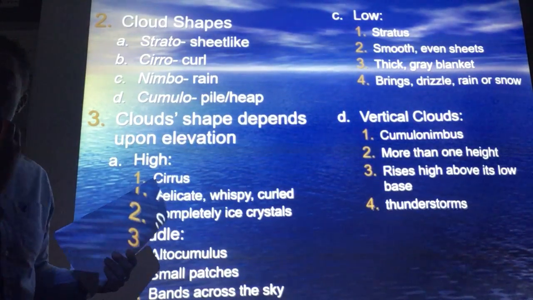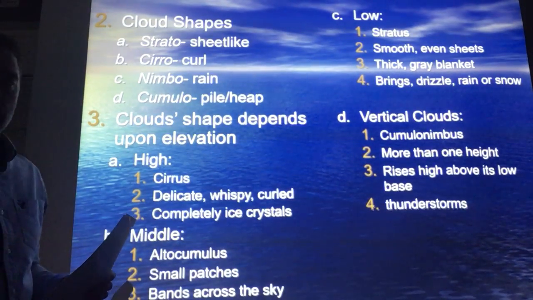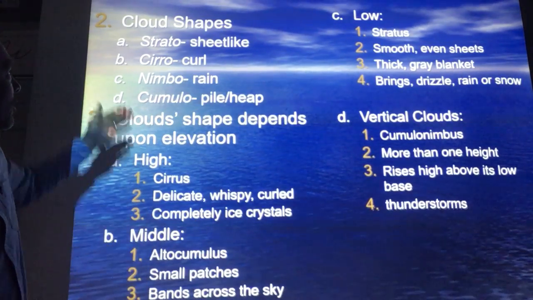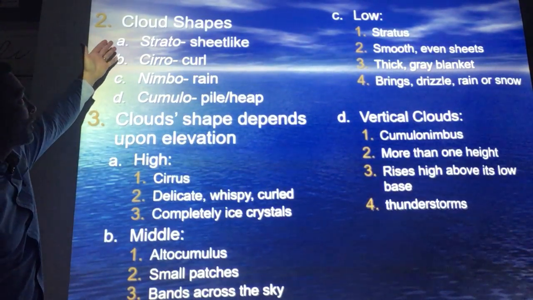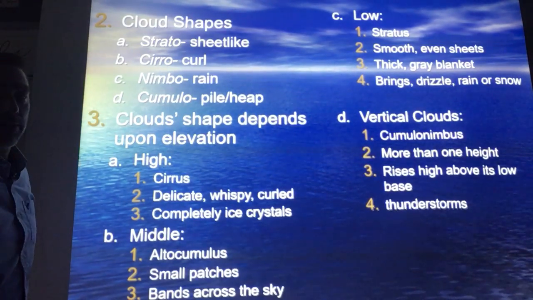and the different levels, and you have a cloud project with a sheet of paper and cotton balls. Hopefully that's going okay. What we'll do is we'll talk about the notes. Now the shape of the cloud determines what kind of name we give it.